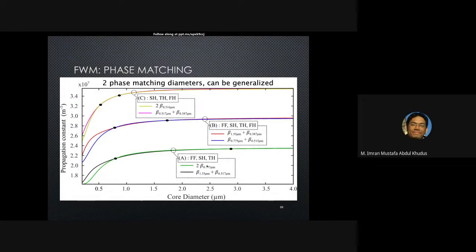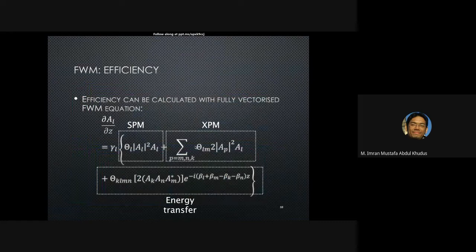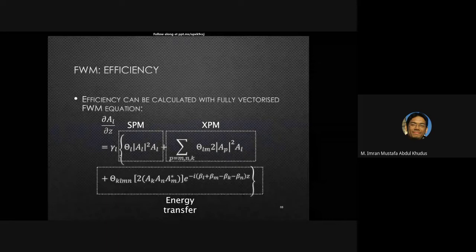These were the wavelengths that we were using, but you can generalize it for one pump or two pumps, stuff like this. So we found, okay, it's possible. Again, you can go back to the original derivations for nonlinear optics in optical fibers, and then calculate what the efficiency is going to be. So this is a set of four equations because there are four wavelengths interacting.